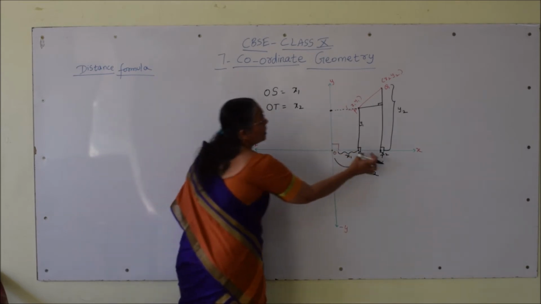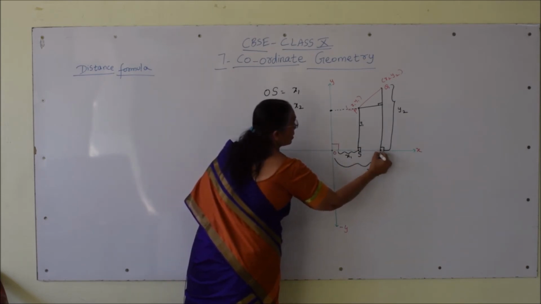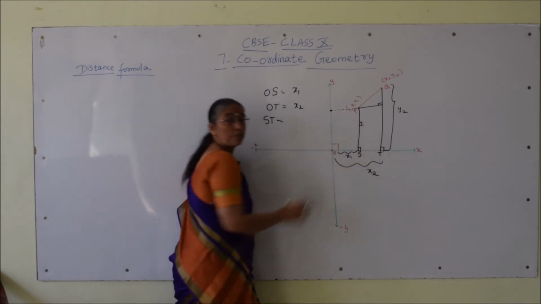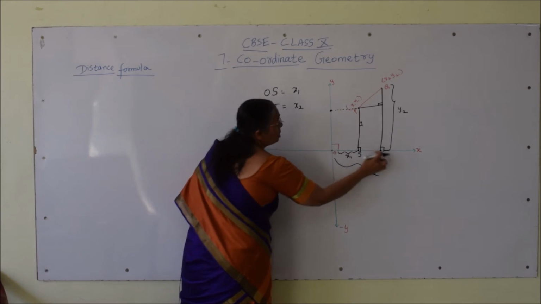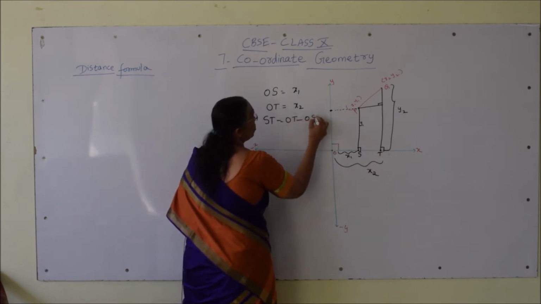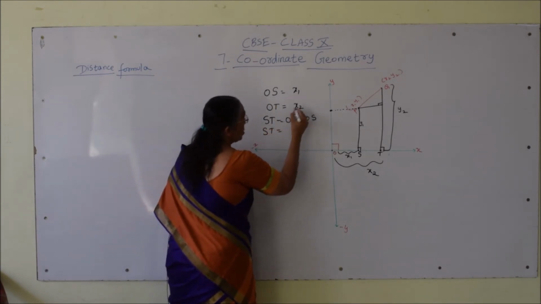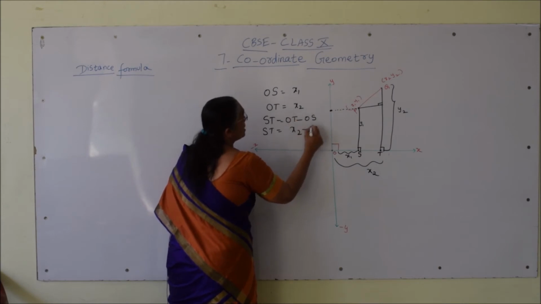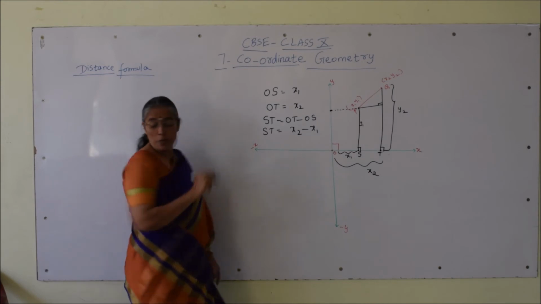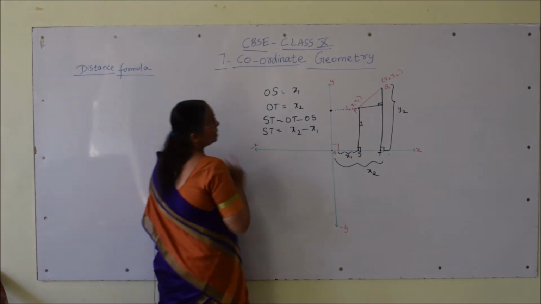So, what will be the distance ST? ST is OT minus OS. OT is already x2 and OS is x1. So, we got ST as x2 minus x1. Now, this is one part.